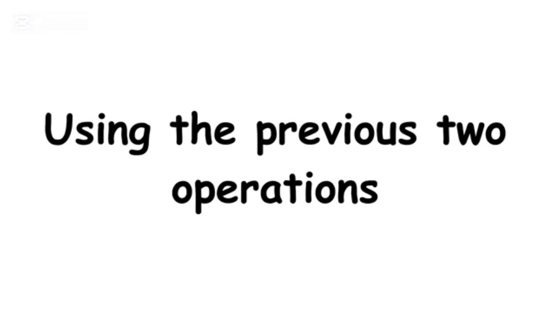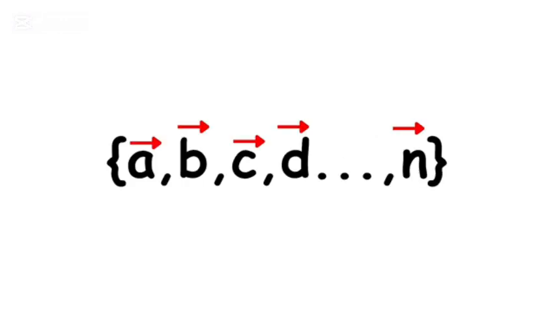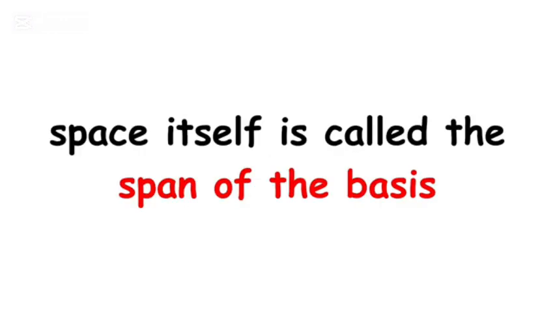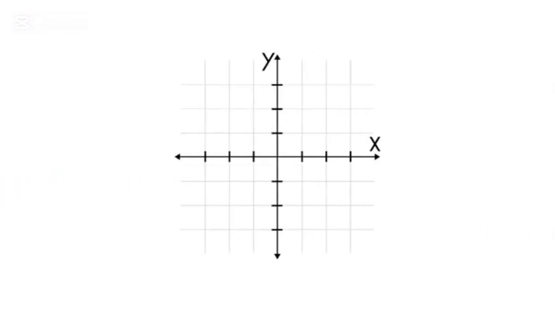Using the previous two operations, we can obtain any vector within a space by simply starting with a given finite set of vectors. For any number of dimensions n, we require exactly n vectors. Such a set of vectors is called a basis of the space, and the space itself is called the span of the basis. For simplicity, let's start with two-dimensional space.